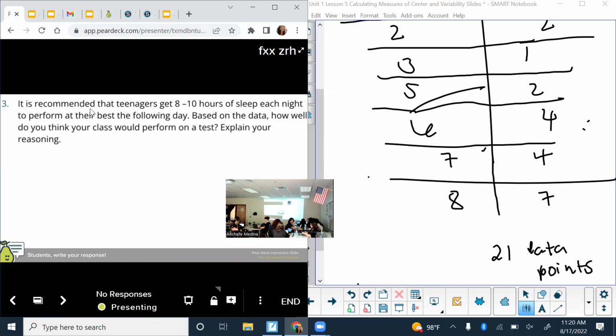All right. It's recommended that teenagers get 8 to 10 hours of sleep each night to perform at their best the following day. Based on the data, how well do you think your class would perform on a test? Explain your reasoning and type it in your response. That's your answer. I mean, keep it PG, but explain why.